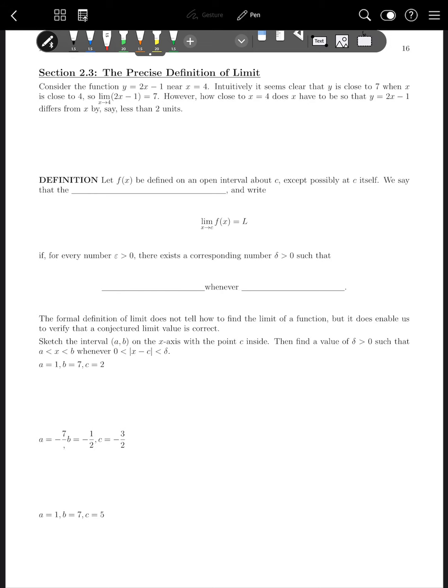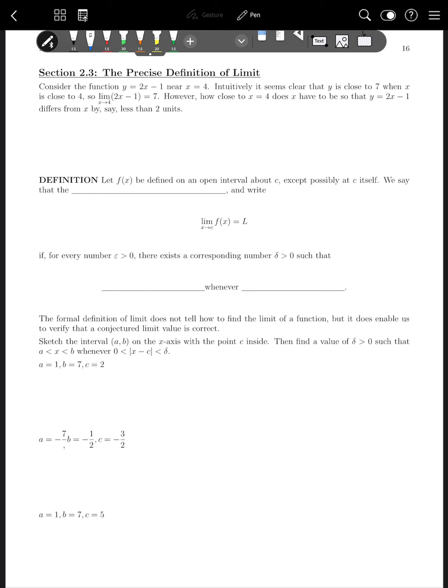So, the precise definition of limits. Let's look at an example to start us off here. Consider the function y equals 2x minus 1, near x equals 4. Intuitively, it seems clear that y is close to 7 when x is close to 4, right? Because if you plug in 4 into the function, 2 times 4 is 8, minus 1 is 7. So we could say that the limit as x approaches 4 of 2x minus 1 equals 7. However, how close to x equals 4 does x have to be so that y equals 2x minus 1 differs from 7 by, say, less than 2 units?